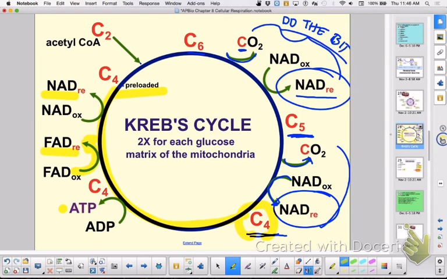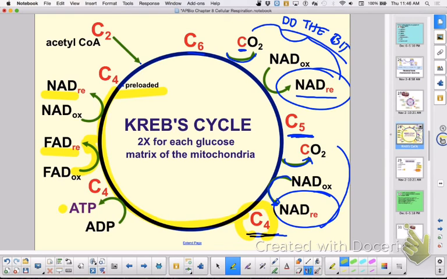Let me tell you who's not powerful. The NADs in glycolysis. They're way out in the cytoplasm. They got to all come all the way in here. They lose a little power, or they hand it off to FADs. So they come in a little lower. FADs also come in a little lower. So they don't get to make as much. Okay? So they don't make as much ATP.